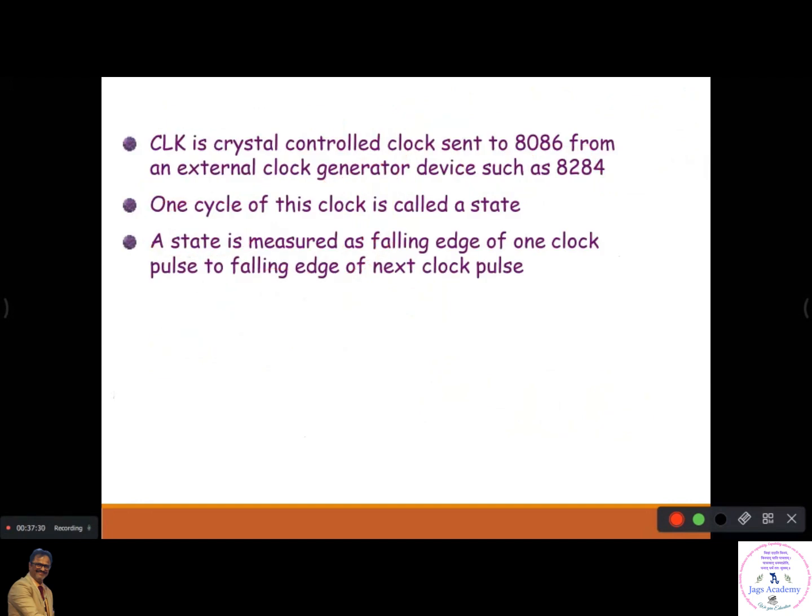So how do you give a clock signal to the microprocessor? The clock is generated from a crystal controlled clock sent to the 8086 microprocessor. One cycle of this clock is called a T state. The state is measured from the falling edge of one clock pulse to the falling edge of the next clock pulse. Understood this? It can be rising to rising or falling to falling, doesn't matter. It's going to be the same T.